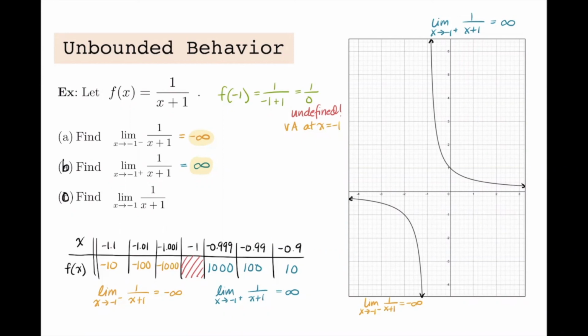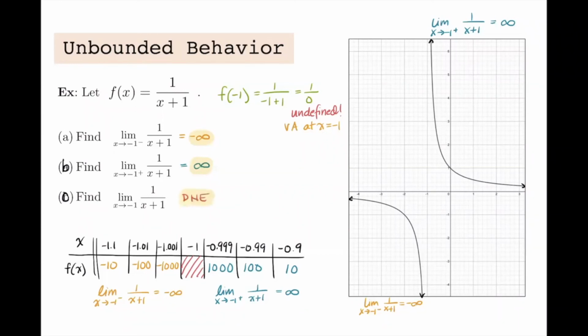In part C, if we were looking to find the two-sided limit as x approaches -1 of the function 1 over x plus 1, well, these two aren't matching up. One is going down to negative infinity and the other side's going up to positive infinity. So when that's the case, we would just say that the two-sided limit does not exist.